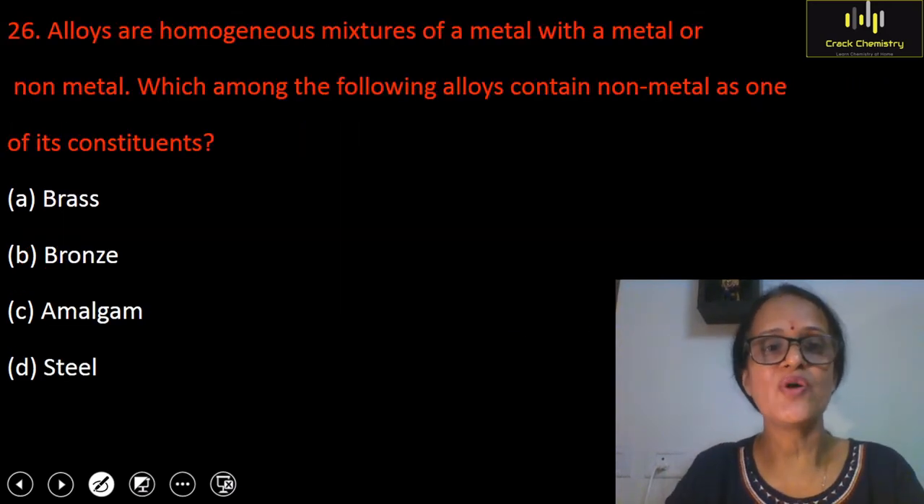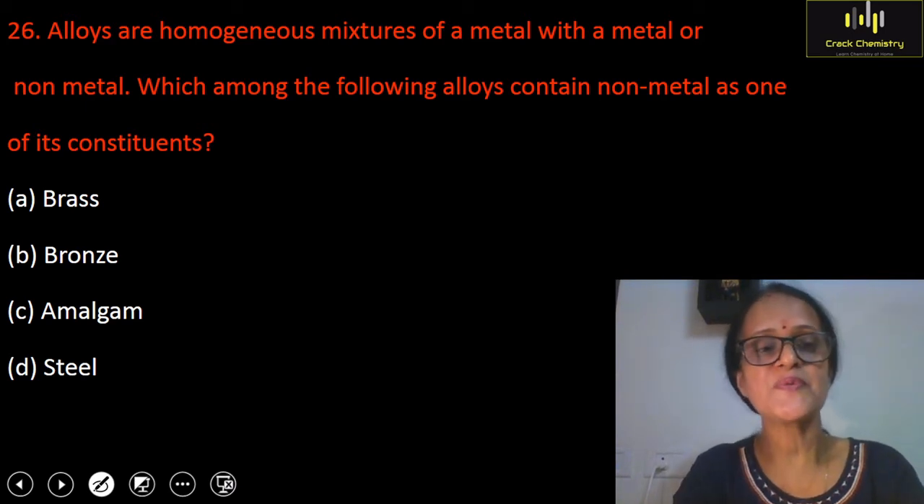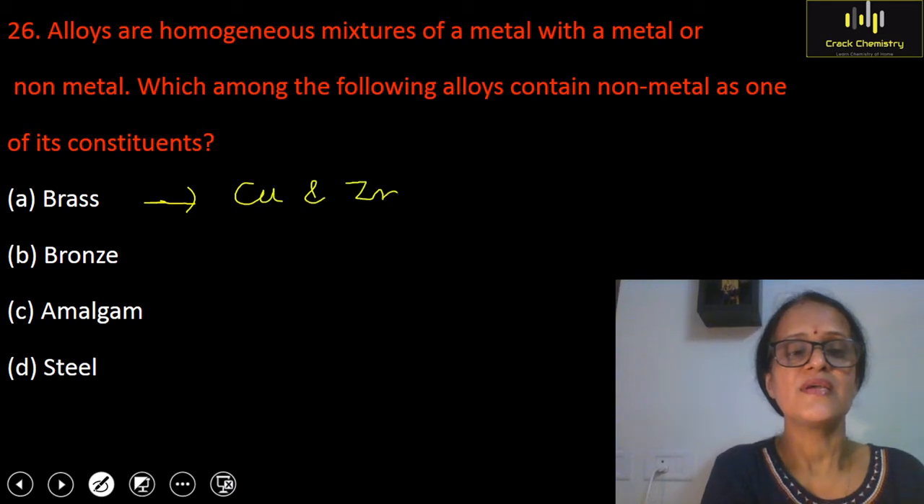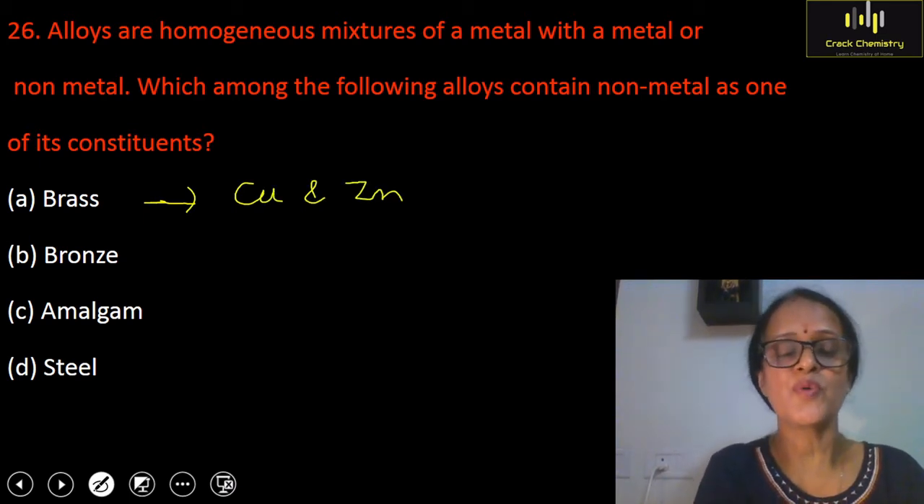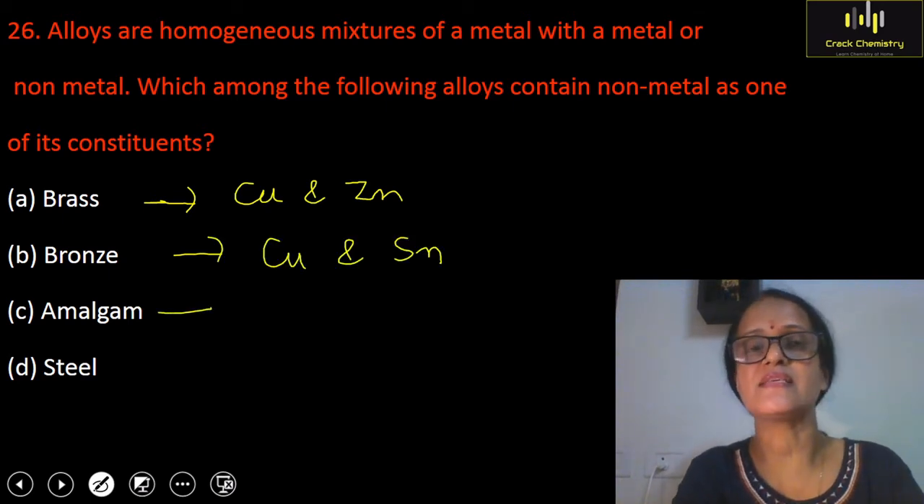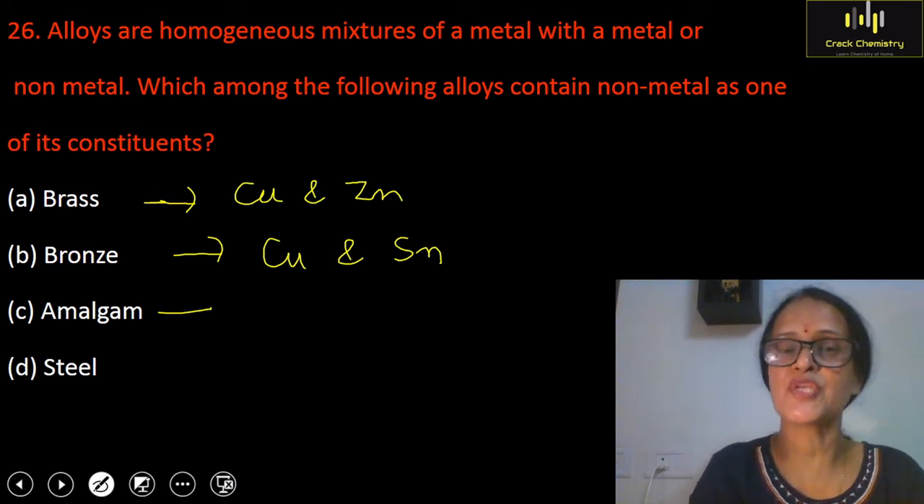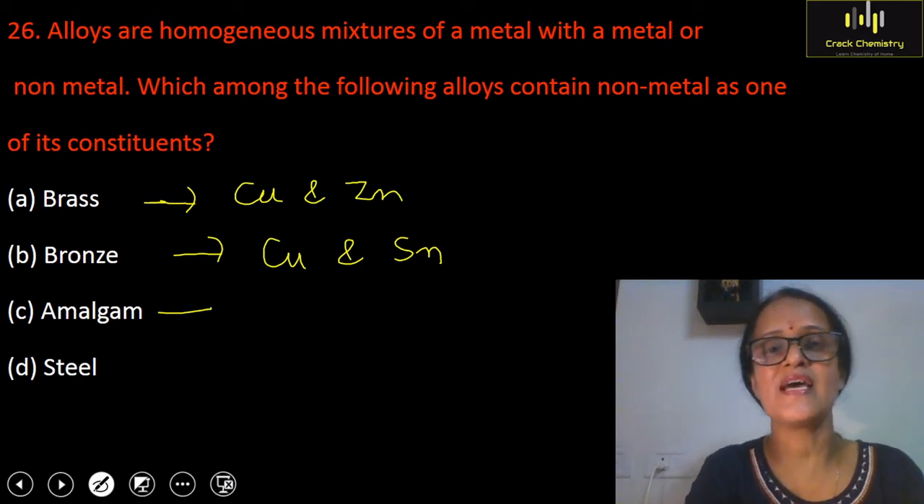Next question. Alloys are homogeneous mixtures of a metal with a metal or non-metal. Which among the following alloys contains a non-metal as one of its constituents? Our given options are: option A is brass. Children, brass is an alloy of copper and zinc. Second option is bronze. So bronze is an alloy of copper and tin. Option C is amalgam. Children, when one of the metals is mercury, then the alloy is called amalgam.